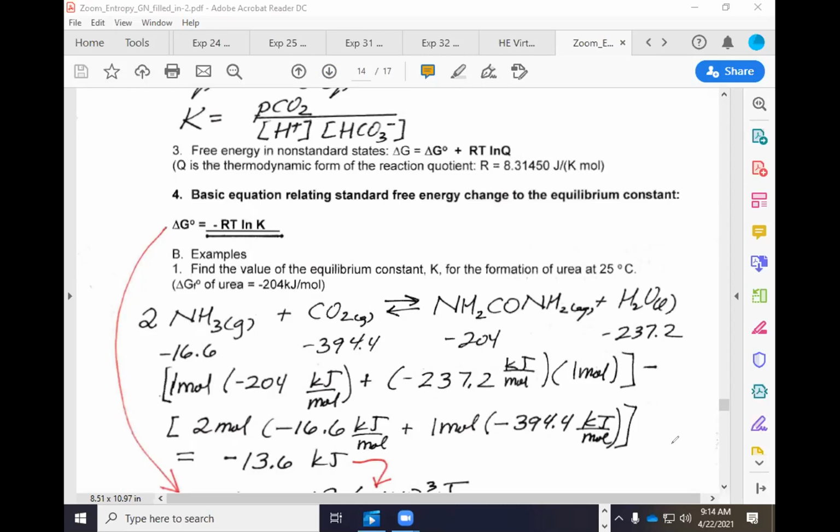The value we're finding at the moment is delta G. Yes, so these are the delta G. These are the free energies of formation that we were given in the problem. So you notice here it says delta G of urea is minus 204 kilojoules per mole. And so that's here.